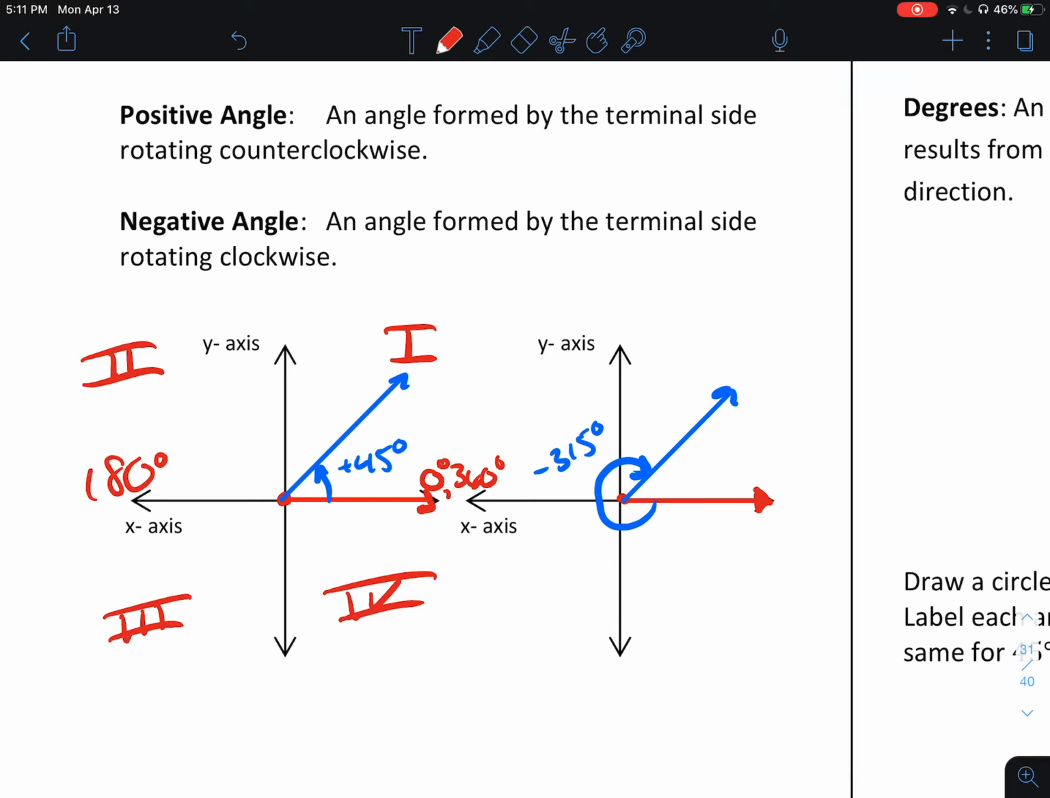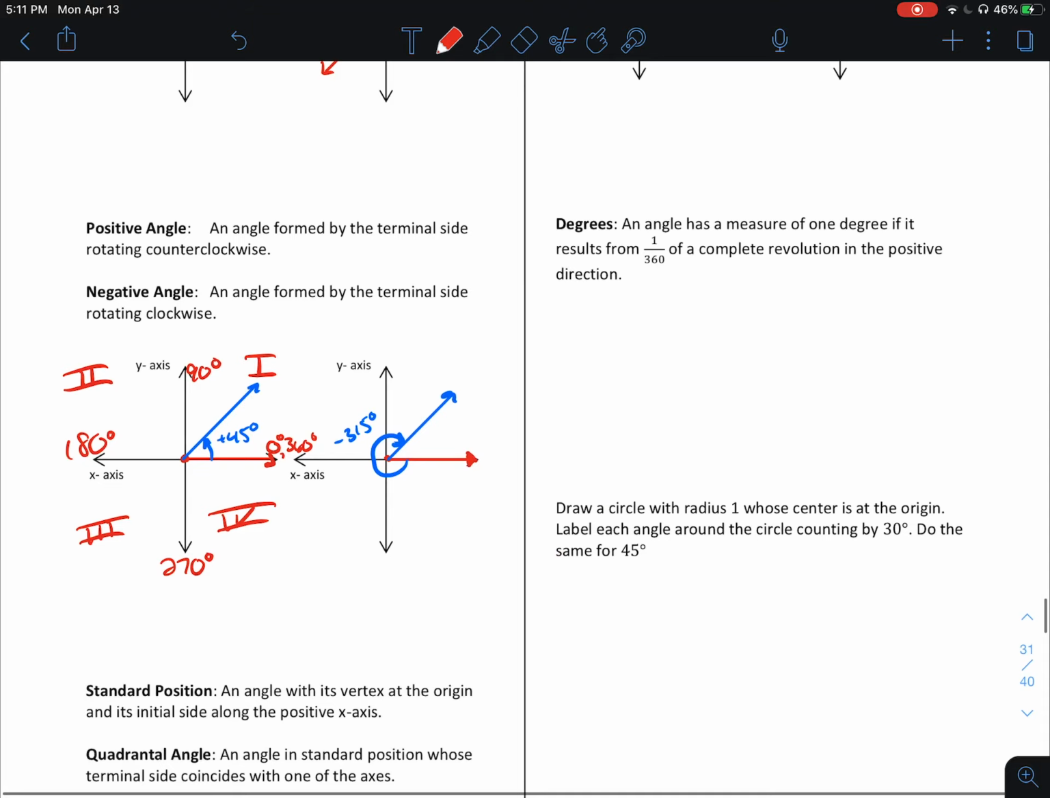Halfway between 0 and 180 would be 90 degrees. So if you look, it goes 0 to 90 to 180. 90 more is going to be 270 degrees. And then once you go all the way back to the beginning, you're at 360 degrees. I just thought I'd mention that.